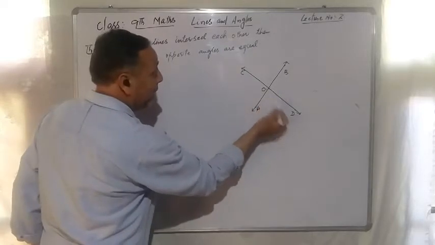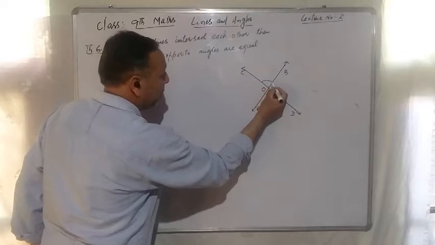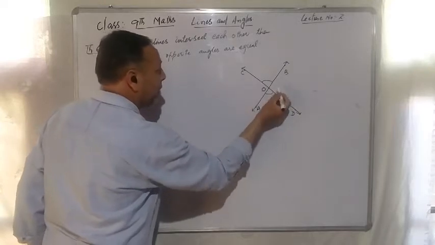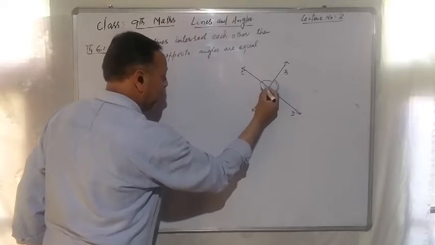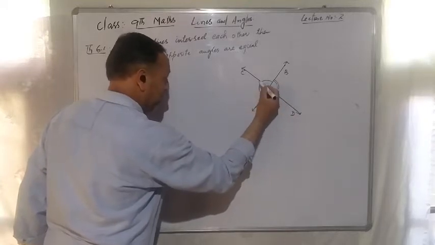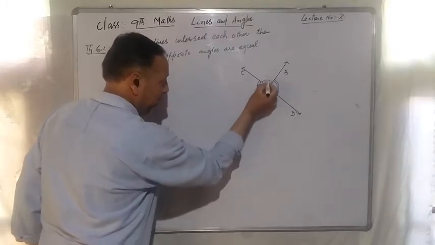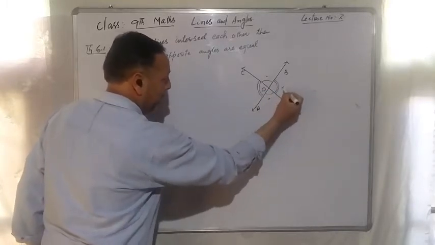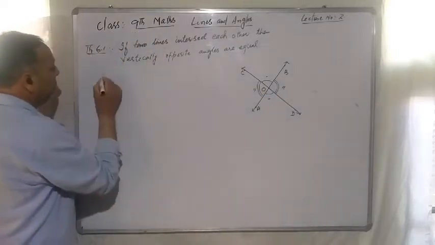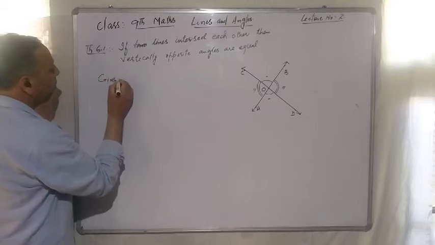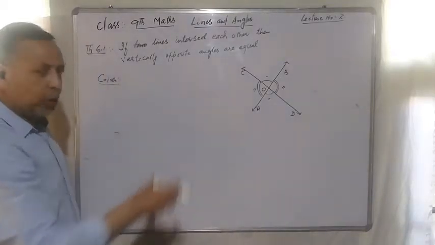Then prove that angle AOD is equal to angle BOC, and angle BOD is equal to angle AOC. So what is given? Let us first write given, then what we have to prove, and then the proof.